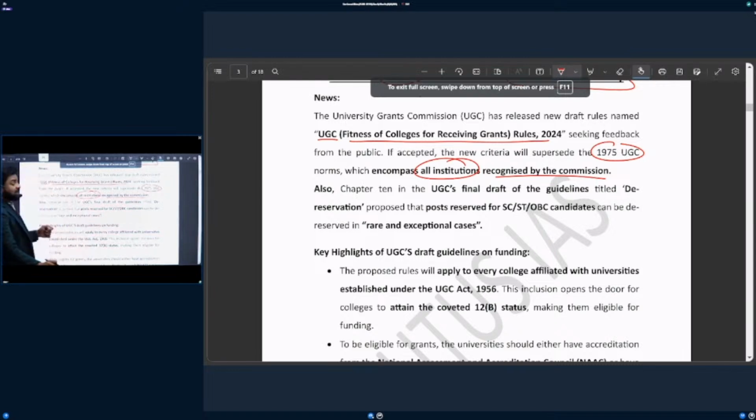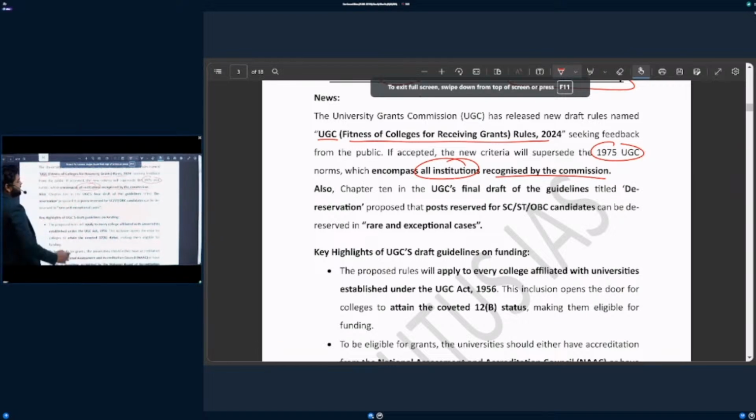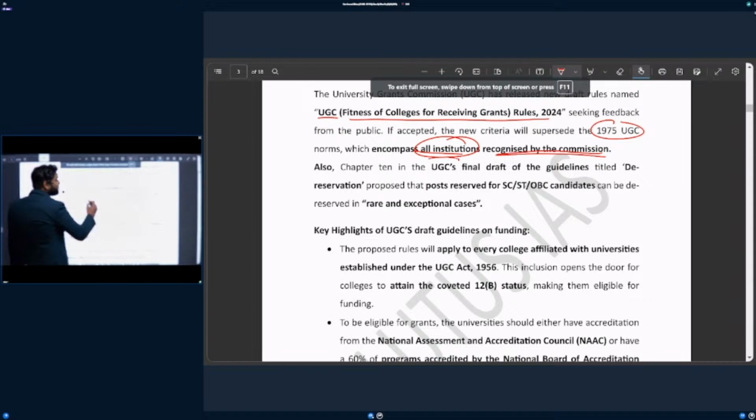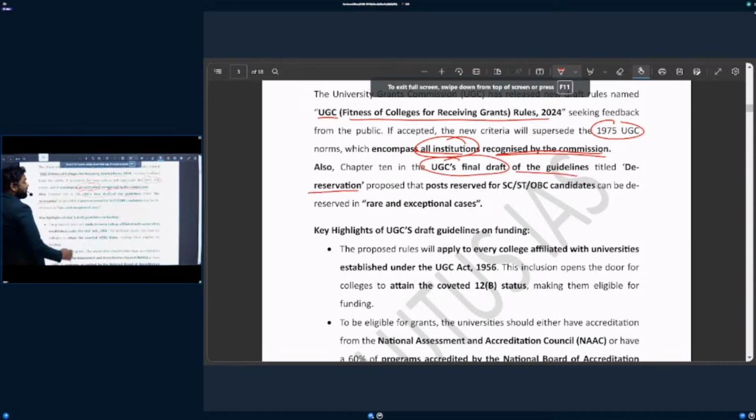Anyway, so understand this institution of national importance. They are very important, and education anyway, you know, is very important. So remember this, that all institutes which are recognized by the commission basically are governed by these rules. Chapter 10 in the UGC final draft of the guideline titled De-Reservation Policy proposes that the post reserved for SC, ST, OBC candidate can be de-reserved in rare and exceptional cases. अब इस पे dispute सबसे ज़्यादा है.